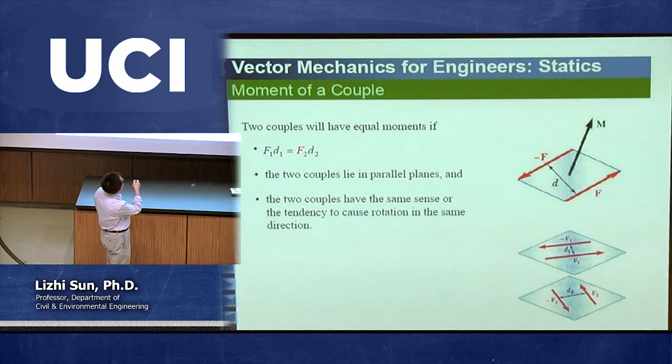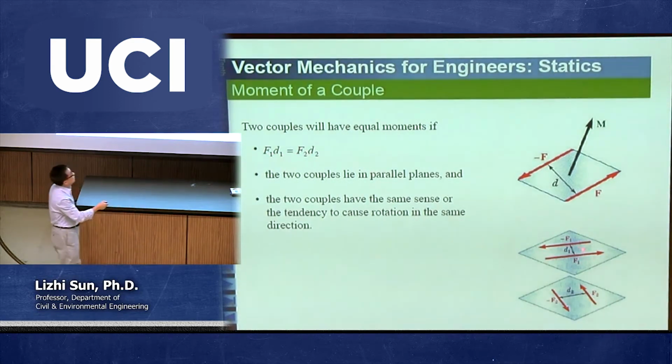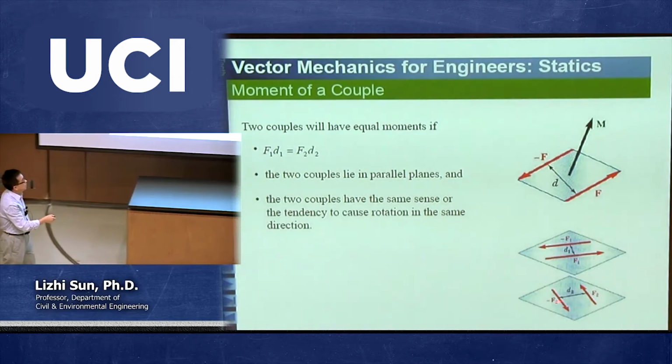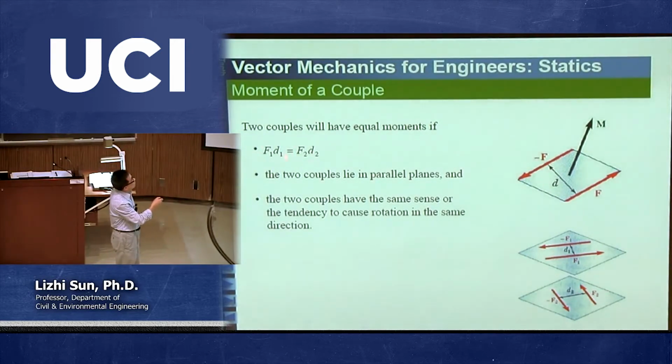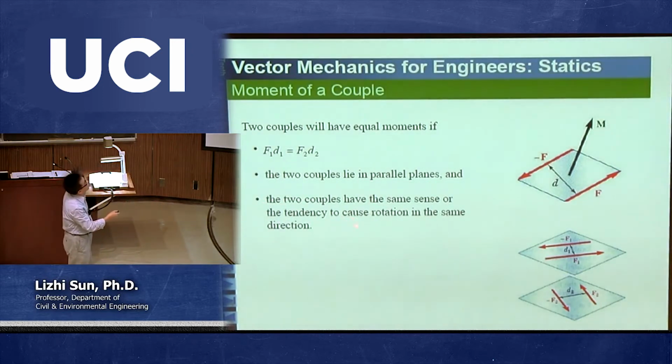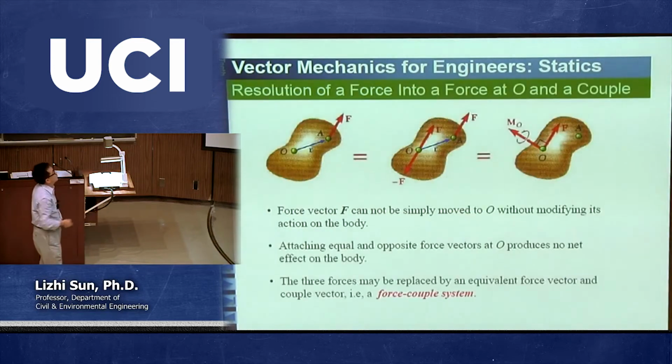then F1 times D1 equals F2 times D2. D1 is the shorter distance for the first couple, and D2 is the shorter distance for the second couple. As long as the results are the same, which means the moment is the same. So two couples lying in parallel planes, and the two couples have the same sense or tendency to cause rotation in the same direction, then we treat them equally.